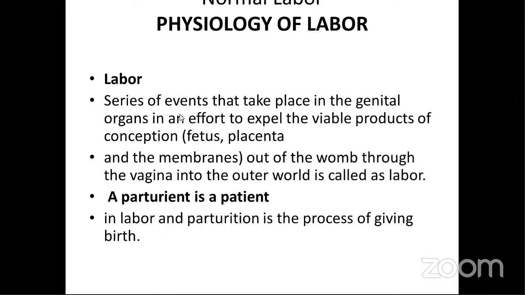It's the series of events that take place in the genital organs in an effort to expel the viable products of conception. So it's the fetus, the placenta, as well as the membranes out of the womb through the vagina into the outer world that is called labor. A patient who is in labor is called a parturient, and the process is called parturition, the process of giving birth. So this is about the definition and what exactly you mean by labor.